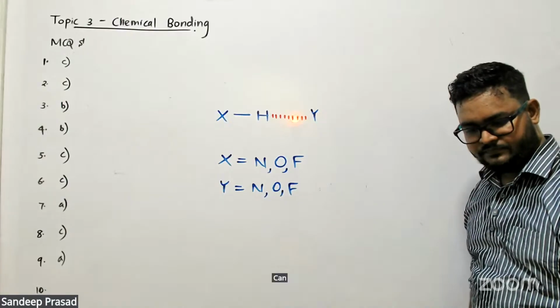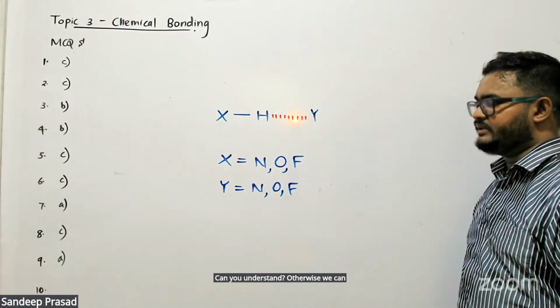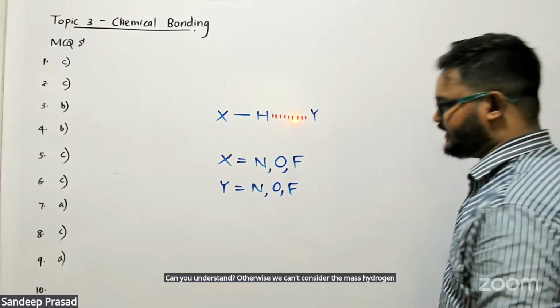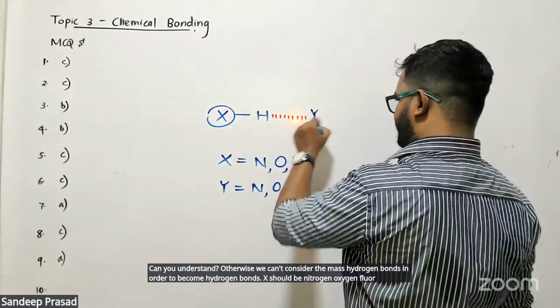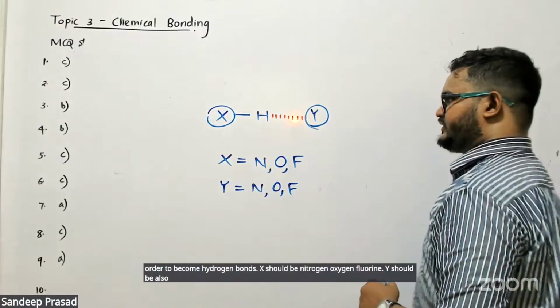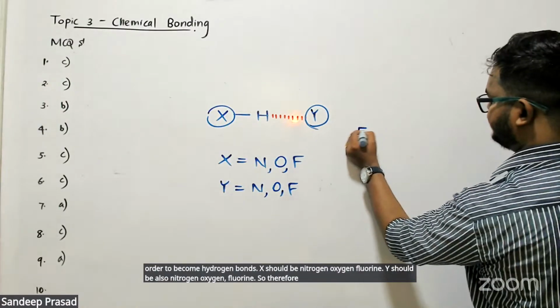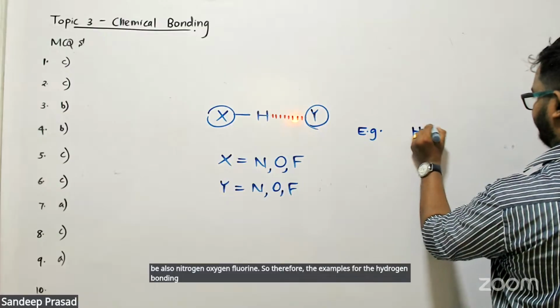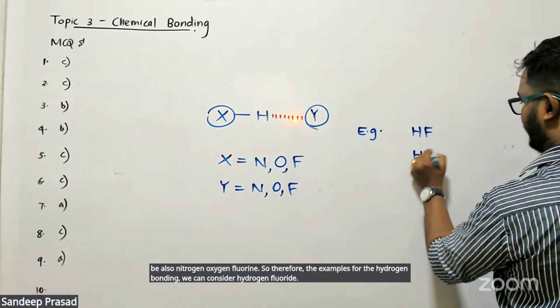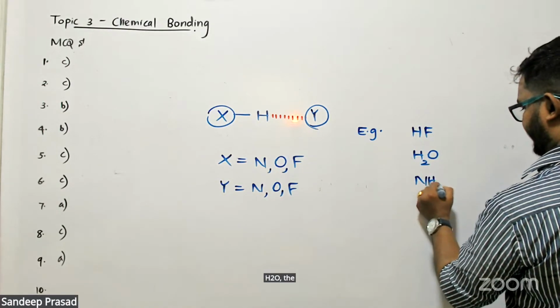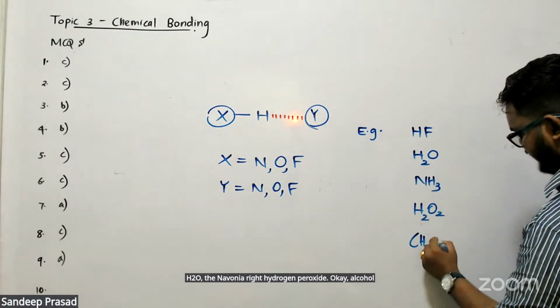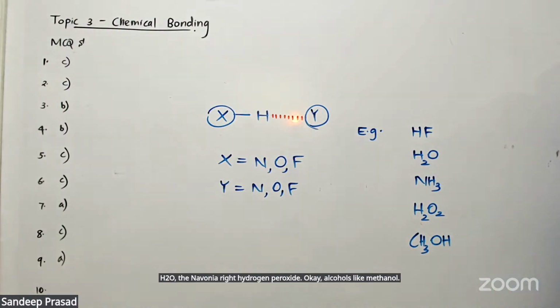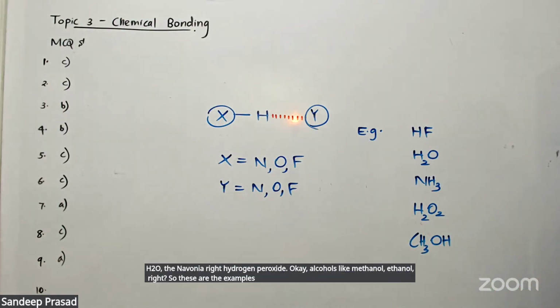Can you understand? Otherwise, we can't consider them as hydrogen bonds. In order to become hydrogen bonds, X should be nitrogen, oxygen, fluorine, and Y should also be nitrogen, oxygen, fluorine. So the examples for hydrogen bonding are hydrogen fluoride, H2O, then ammonia, hydrogen peroxide, and alcohols like methanol, ethanol. These are examples of molecules which have hydrogen bonding.